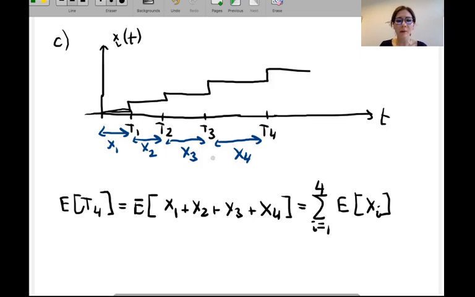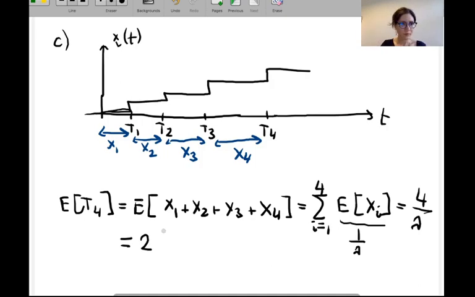Remember, the expected amount of time to wait between two arrivals was equal to 1 over lambda. So this expectation is equal to 1 over lambda for each one of these. So these all have the same density, right? They all have exactly the same exponential density. Their mean is all equal to 1 over lambda. So we get this as 4 over lambda, and plugging in lambda equals 2, we get this as 2.